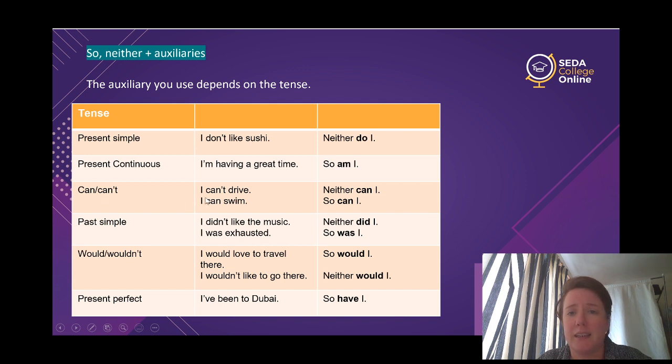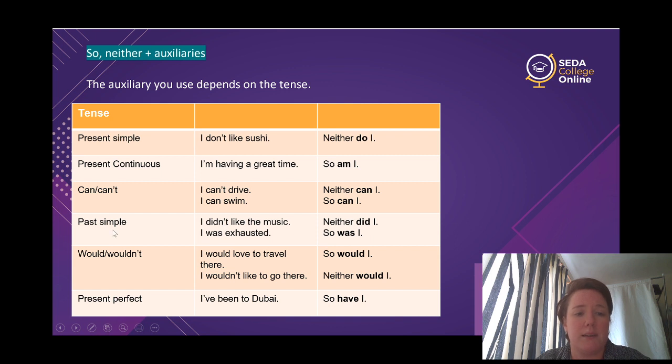If I say to you, I can't drive, you agree with me, you would say, neither can I, okay? You would not say, neither am I. You have to use the correct one here. The auxiliary here is can't, but we have to use positive. So you would say, neither can I. And the next one, I can swim. You answer positively, you respond, so can I. Okay, so just watch these ones here, right? These are really important that you have to use the correct tense and using the correct auxiliary verb, okay?